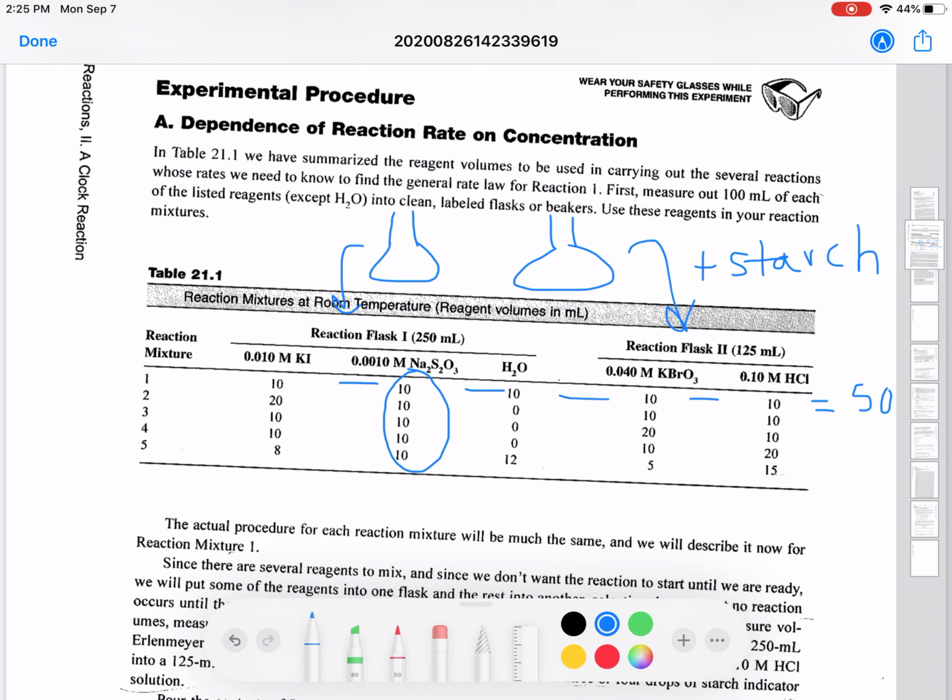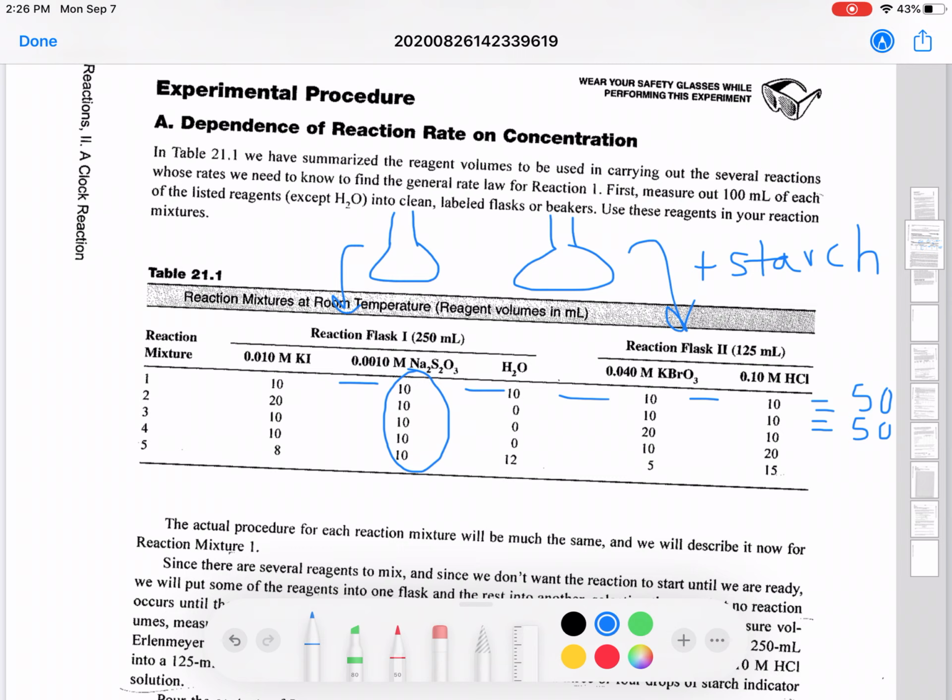Okay, and for the second reaction mixture, you are adding 20 KI, 10 thiosulfate, no water, 10 potassium bromate and 10 hydrochloric acid. So what is the total volume going to be? 20 plus 10 plus 10 plus 10, 50. So if you look at all 5 reaction mixtures, the total volume is going to be 50.